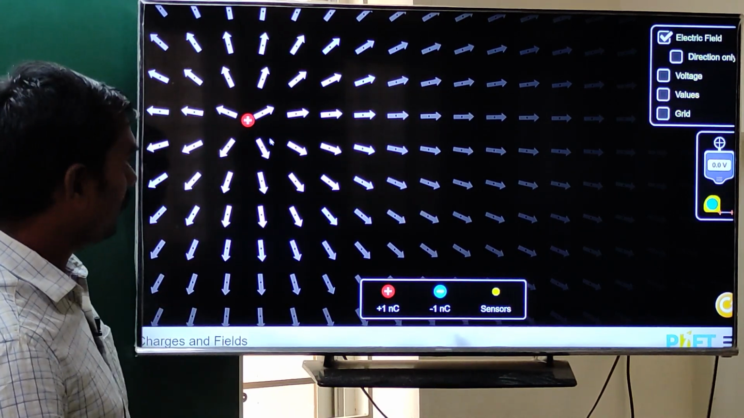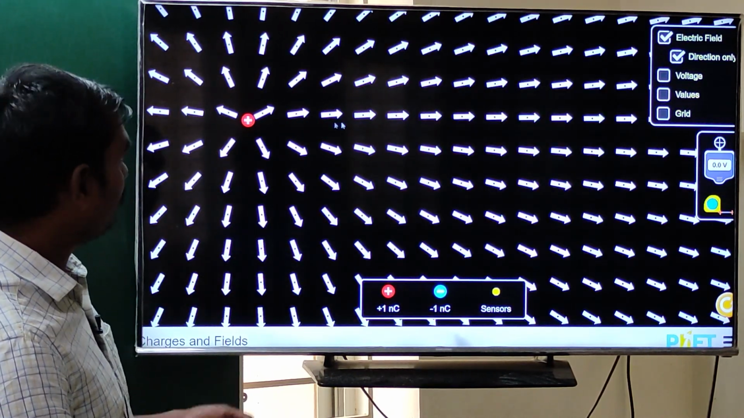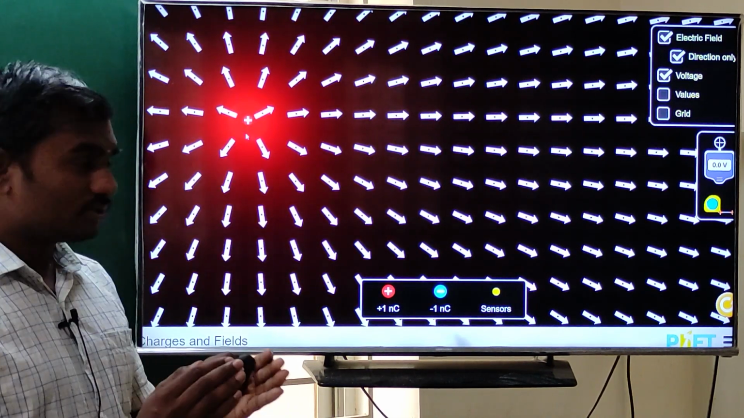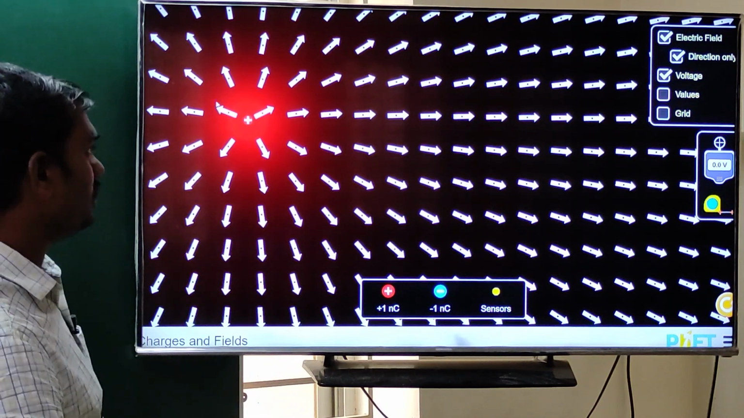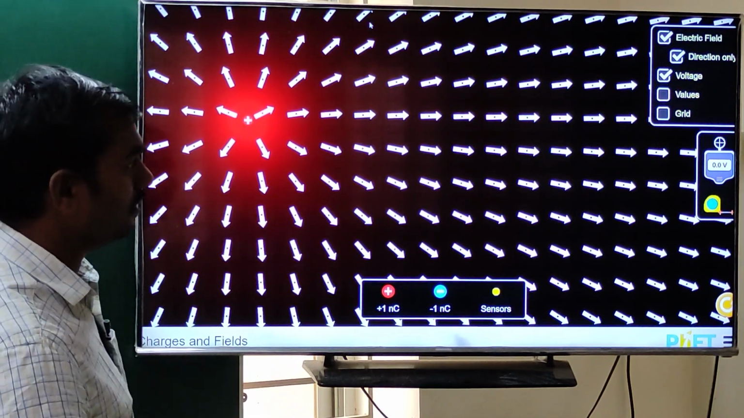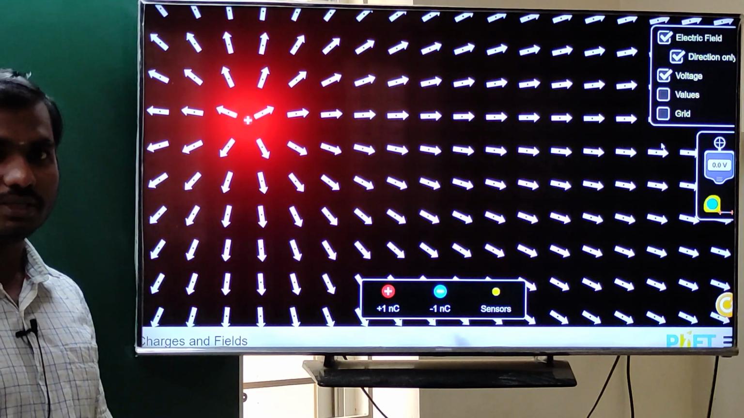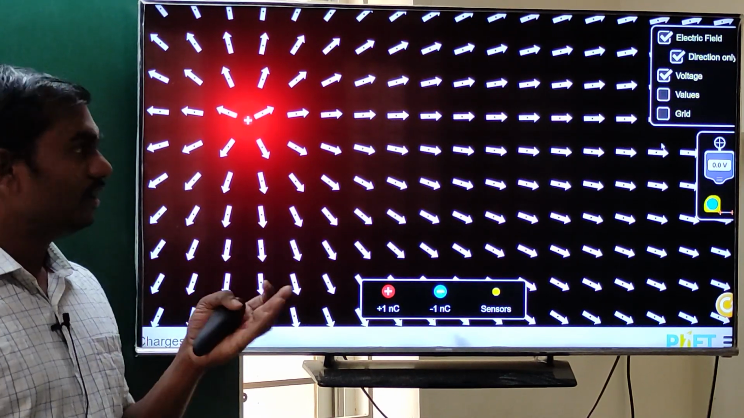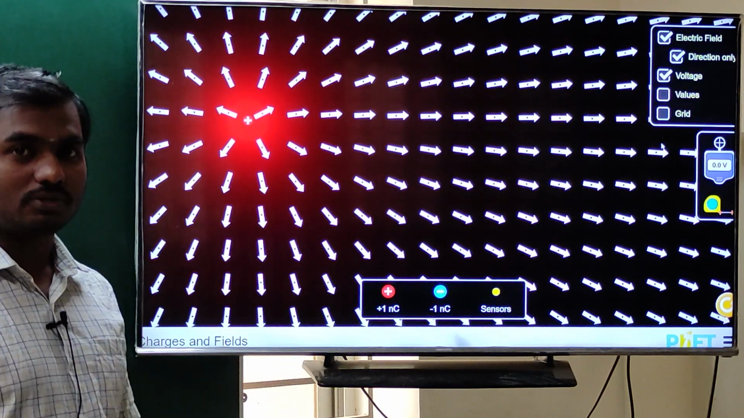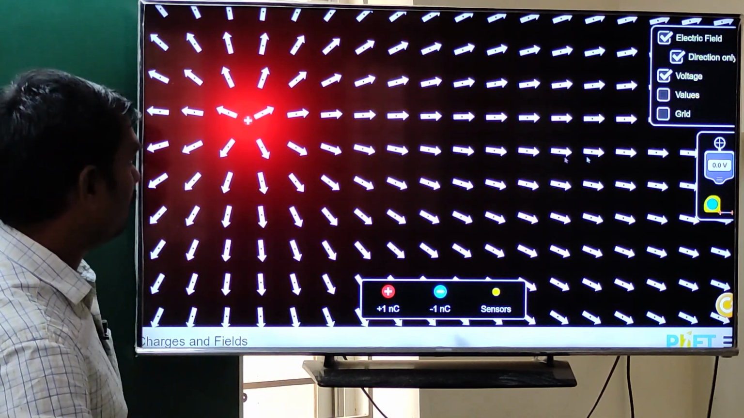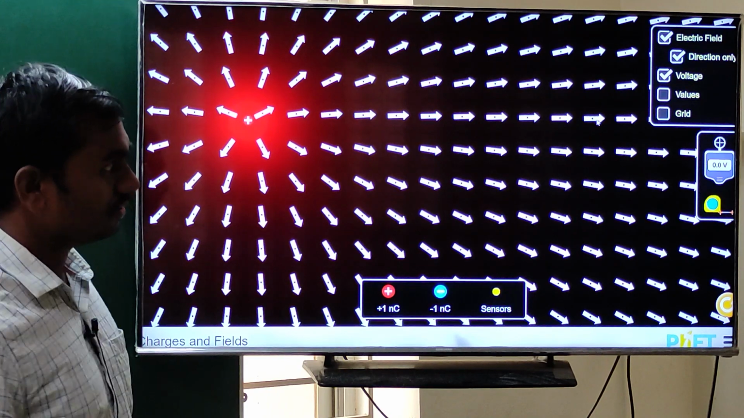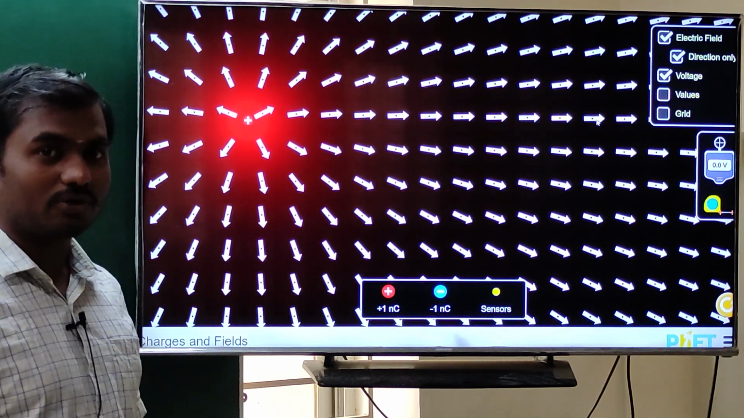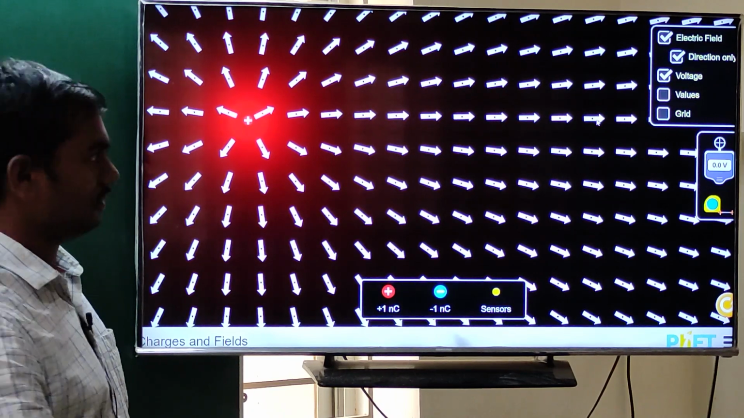At the same time, if you see the field intensity close to the charge, the field intensity will be larger than away from it, correct? We know the electrostatic force of attraction and repulsion from Coulomb's law, F is directly proportional to 1 by r square, correct? If we move away from the charges, the force of attraction and repulsion decreases. This is because the field is reduced, correct?